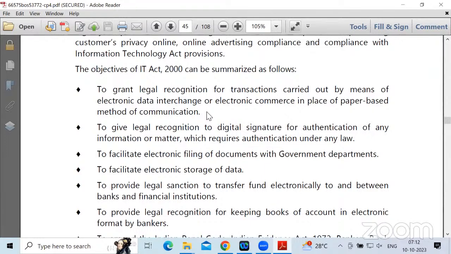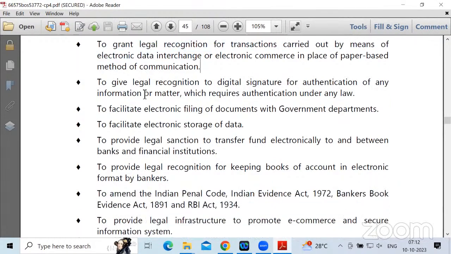So the first one is to give legal recognition for transactions. Transfer is recognized. Withdrawal using ATM is recognized like that. Second one, give legal recognition to digital signature for authentication purposes. First one is for what? For transaction, legal recognition for transaction. Second one is for what? Legal recognition to digital signature.